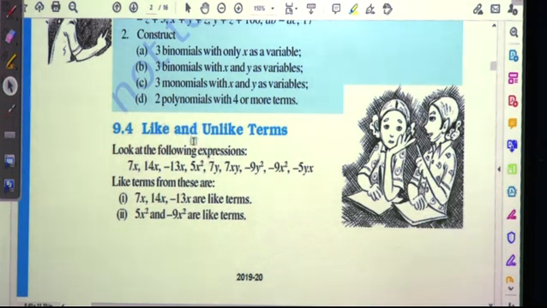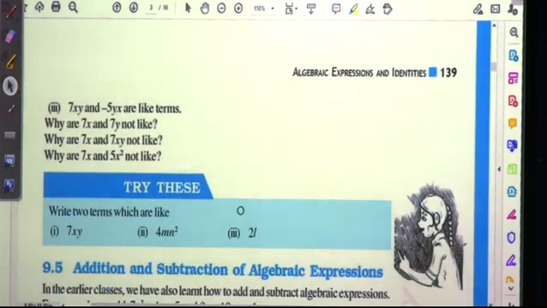Then what are like and unlike terms? What exactly are they? 7x, 14x, minus 13x are like terms. 5x square and minus 9x square are like terms. Please understand carefully. Okay. Let us see.